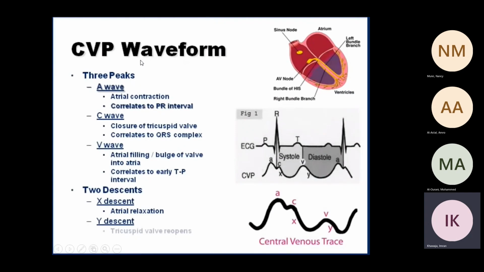But again, this is just a summary for your waveforms in the CVP: the three peaks, the A, C, and V. Atrial contraction, closure of the tricuspid valve for C, and the V wave is the atrial filling. And then the two descents, the X from atrial relaxation and the Y with the tricuspid valve opening. And this is how you time it with the cardiac cycle. So A after the PR interval, and then C in systole, and then you get X also in late systole, then V during ventricular systole, and Y towards the end when the tricuspid valve opens. Okay.